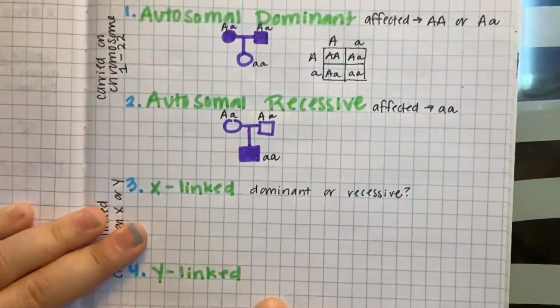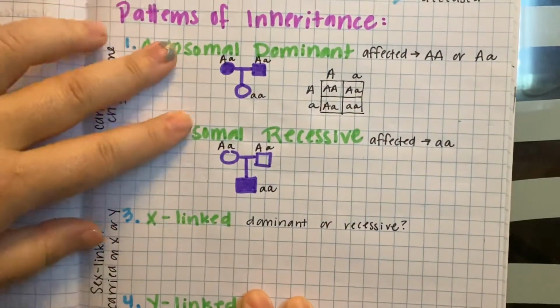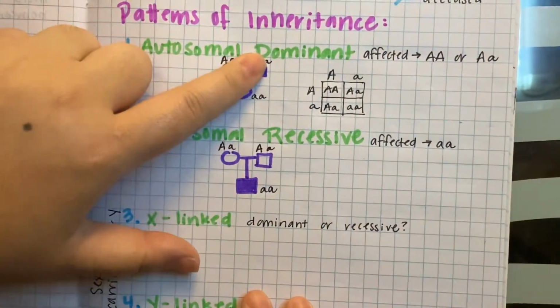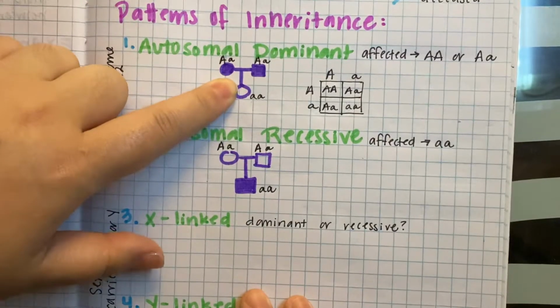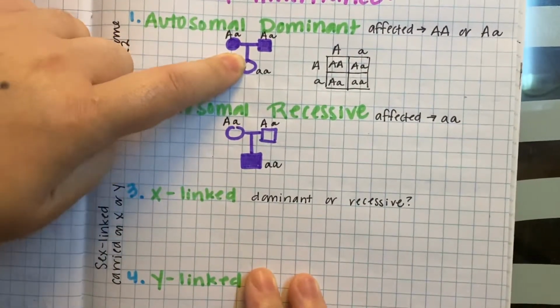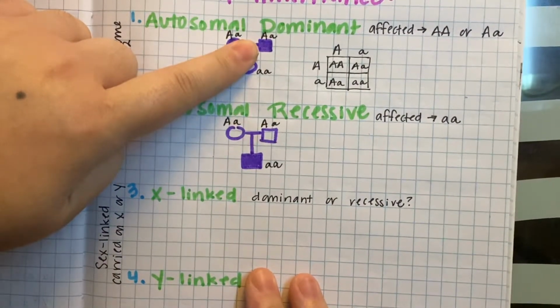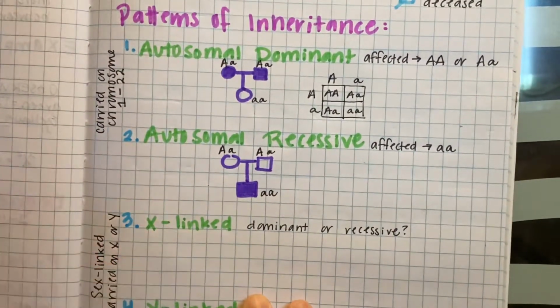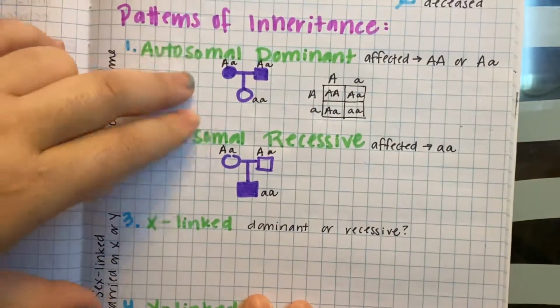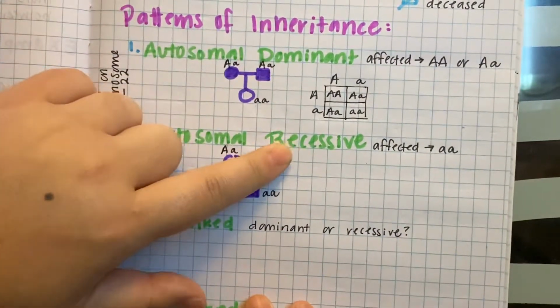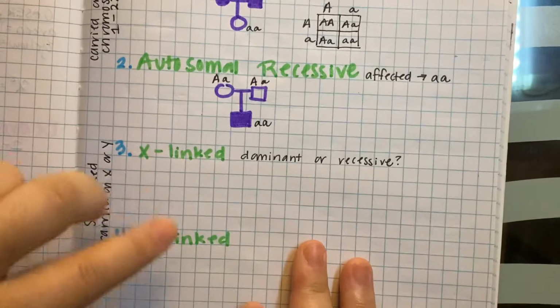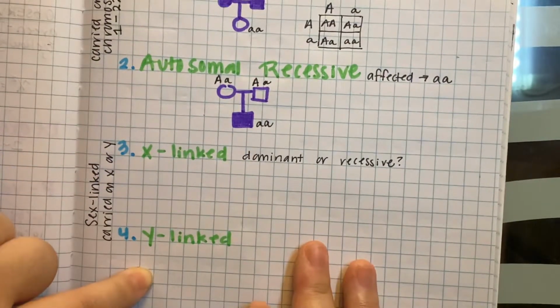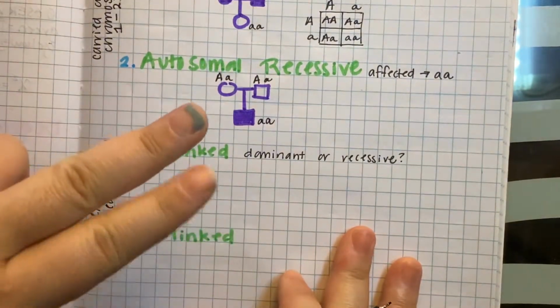So let's say you're looking at a pedigree. You figure out, oh, this is caused by a dominant allele. Then you also have to look and see, is it possible that the dominant trait is carried on the X chromosome? So when I look at pedigrees, I usually start here. I just try to figure out, is it dominant or recessive? And then I'll look and see, could it be X-linked? Could it be Y-linked? Because then you could have two possible answers for your pedigree.